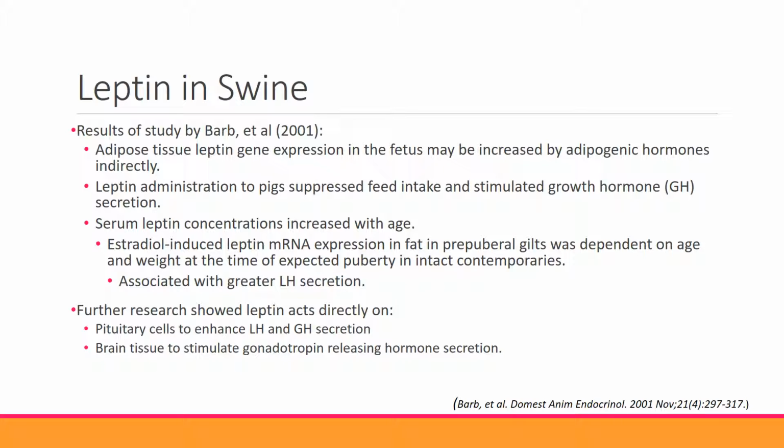Research also showed leptin acted directly on the pituitary cells to enhance LH and GH secretion, and also on the brain tissue to stimulate gonadotropin-releasing hormone secretion. With these results, developing proper nutritional plans or gene therapy can manipulate the leptin secretion and help determine practical methods of controlling appetite, growth and reproduction within the farm animals, and it can increase the efficiency of lean meat production.